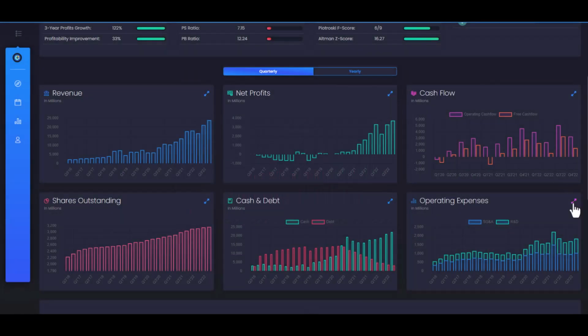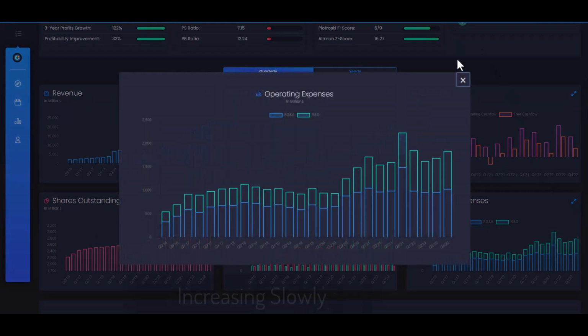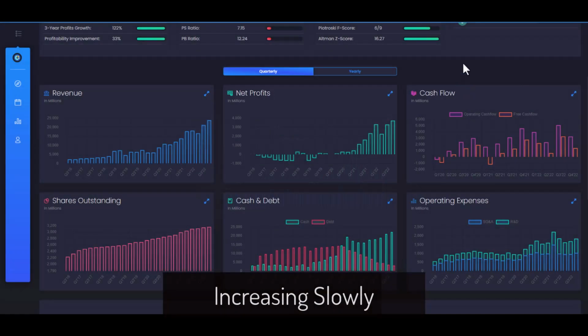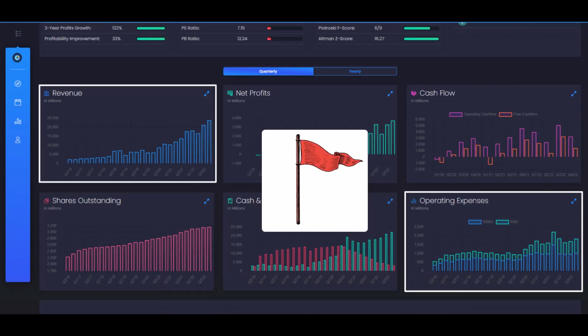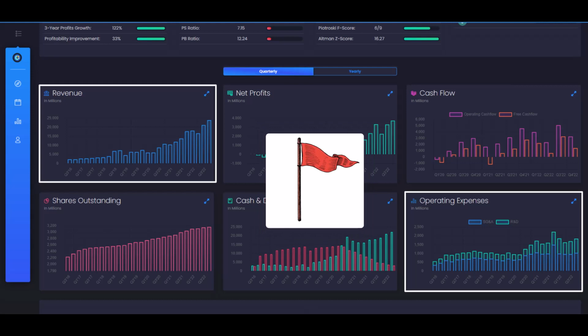Now, these are operating expenses. We want the chart to be as stable as possible or increasing very slowly. If operating expenses are increasing faster than sales, that's a massive red flag because it means that the costs of operating the business are increasing faster than the company's sales. That's a no-no in every single scenario.